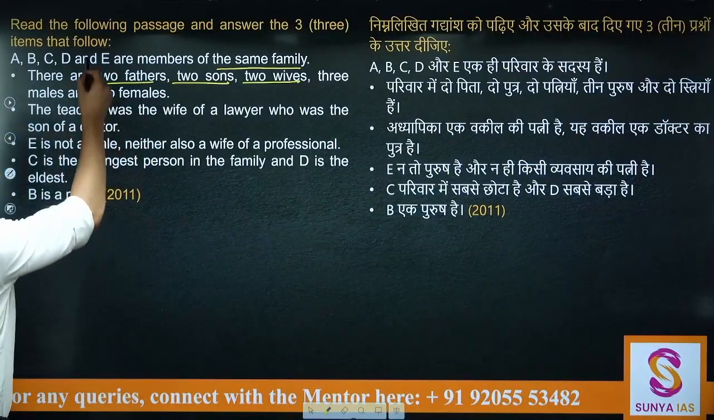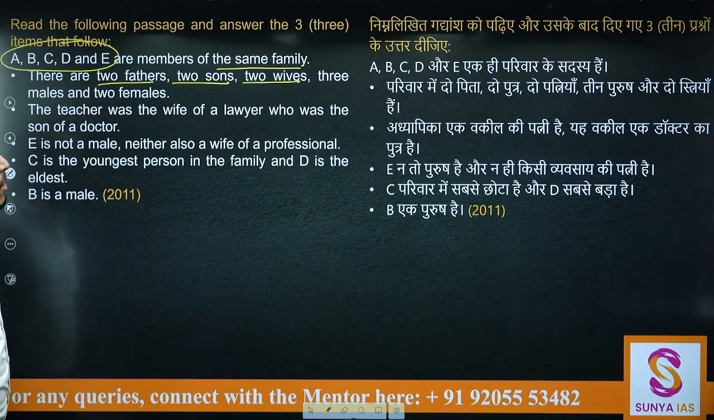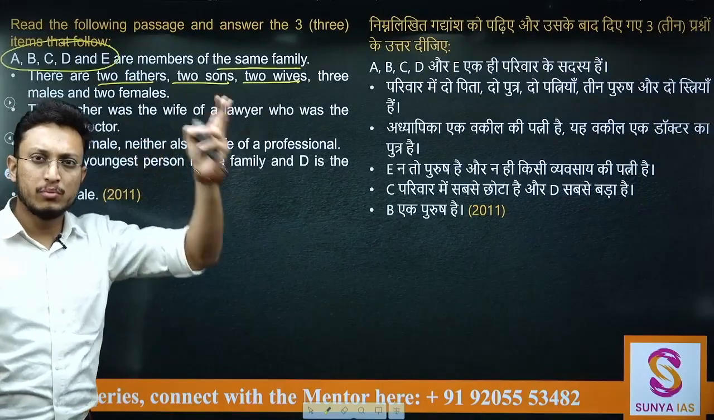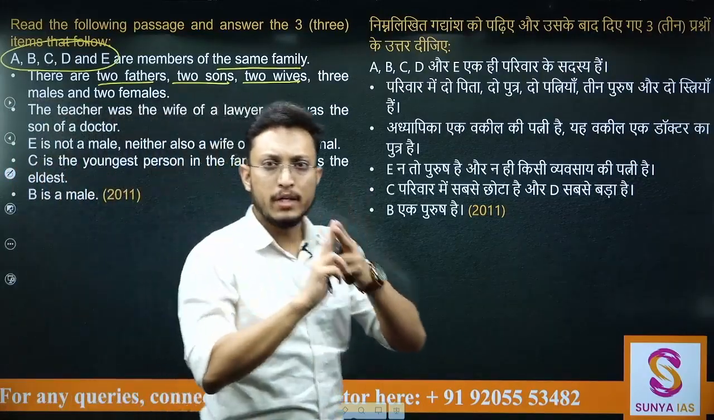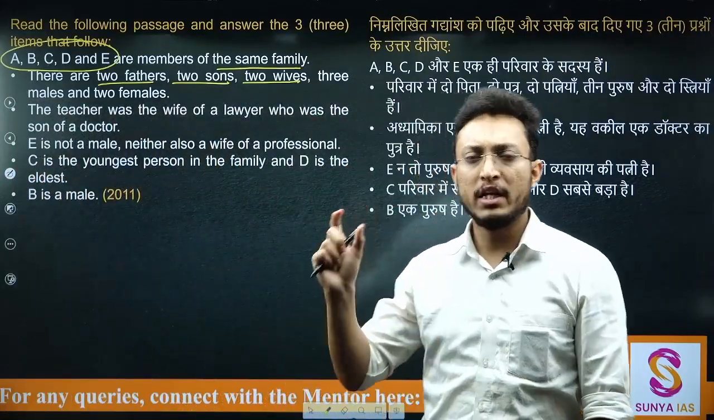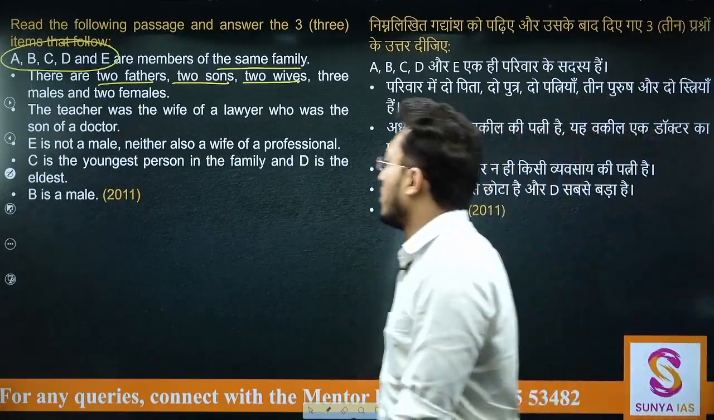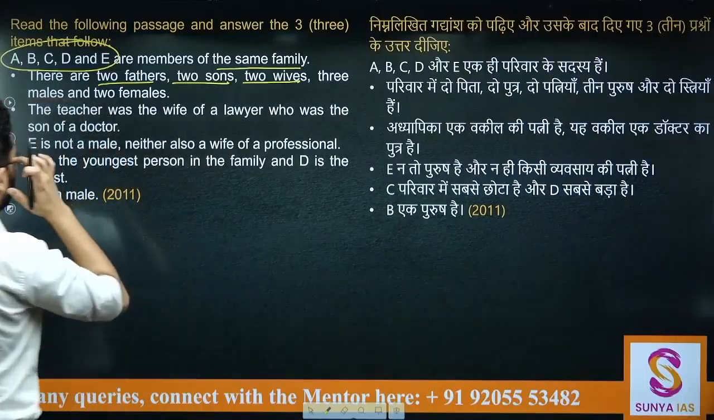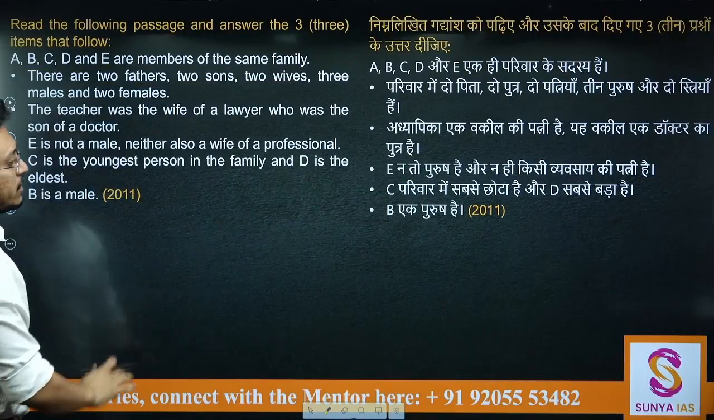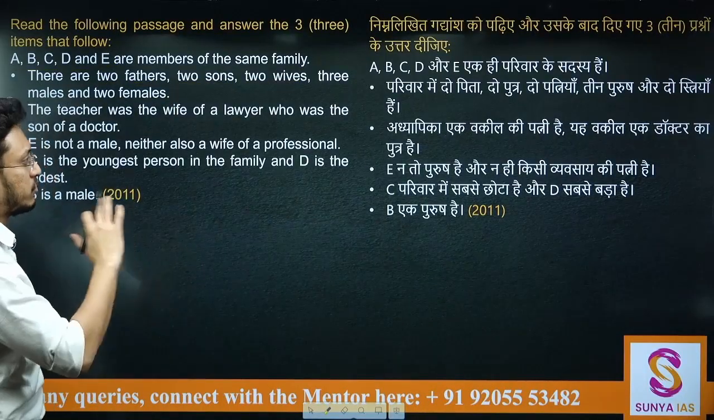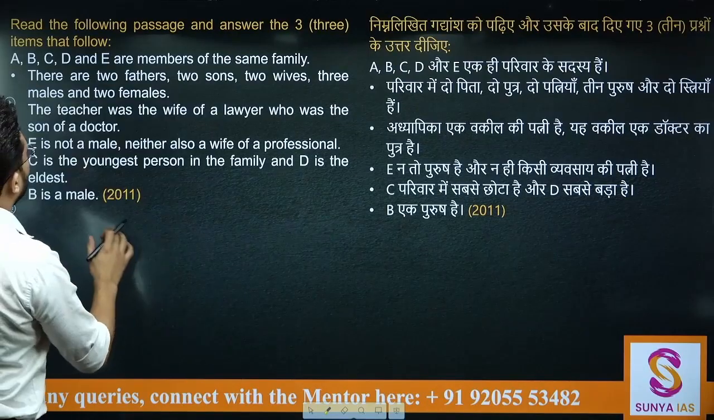So total out of this 5, you have 2 wives, that means you have 2 husbands also. So you have 2 married couples there and 1 person might not be married there. Okay. Teacher is the wife of a lawyer, so we have all this. Let's first see who all are married, or who all are males and females. We will look at both things.